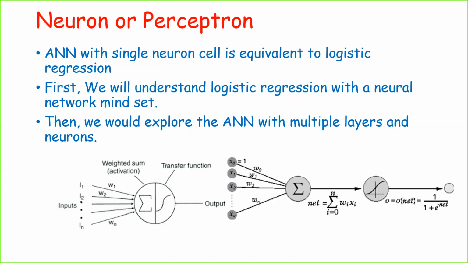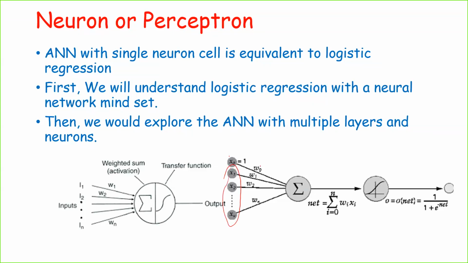So first we will try to understand the logistic regression model with a neural network mindset. Then we would explore ANN with multiple layers and neurons. You can see these are the inputs. X0 is equivalent to 1, similar to the one we have seen in linear regression and logistic regression. And these are all the feature values x1 to xn.